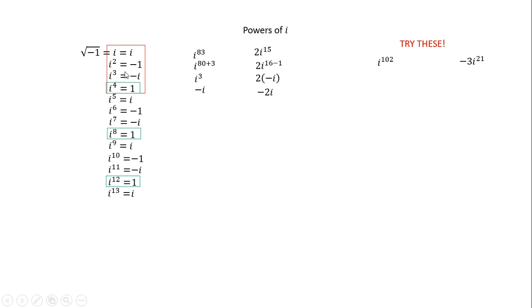All right, how are these? Let's see, 102. I'd say that's probably 100 plus 2. 100 is going to give us 1, so we have i squared, which is just -1. i to the 21: 21 is 20 plus 1, which is just going to give us i to the 1st, which is i, so we have -3 times i, which is -3i.